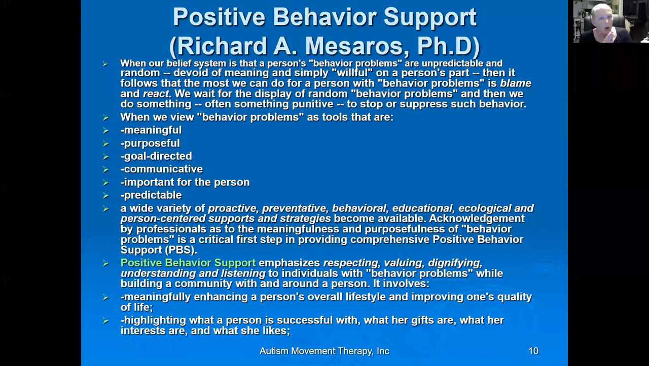So how do we do that? We have to begin to look at behaviors that are meaningful for the child, not for you, not for the teacher, for the child. Purposeful for the child, goal-directed for the child, communicative, like we've been talking about, important for the person, predictable. We can usually predict behavior. We know what triggers our children. We know what target behavior is going to happen after a trigger. So we have to become very proactive, preventative, and a behavioral, educational, psychological, and person-centered support has to be put in place. So a behavior plan really has to be put in place.